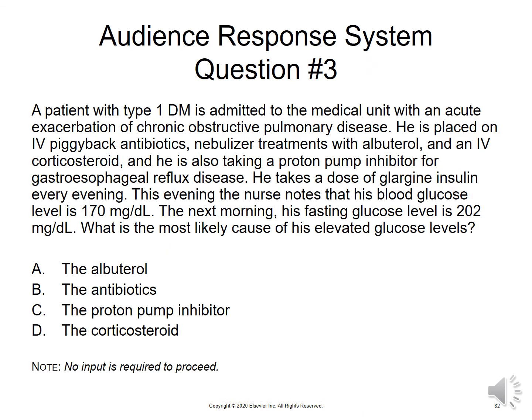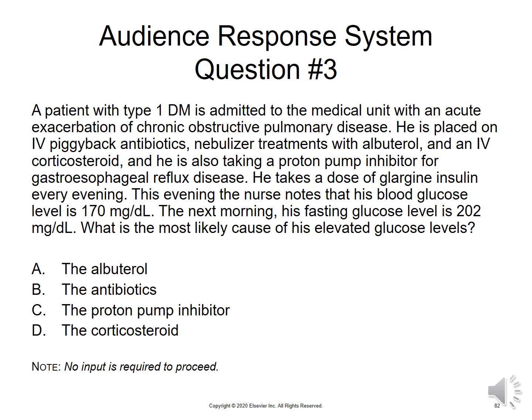Okay, a patient with type 1 diabetes is admitted to the medical unit with an acute exacerbation of chronic obstructive pulmonary disease. He's placed on an IV piggyback antibiotic, nebulizer treatments with albuterol, and an IV corticosteroid. He's also taking a PPI for gastroesophageal reflux. He takes a dose of glargine insulin every evening. This evening, the nurse notes that his blood glucose level is 170.